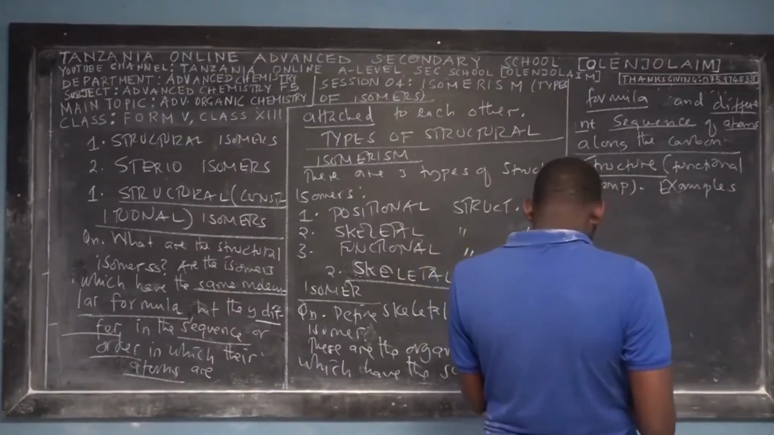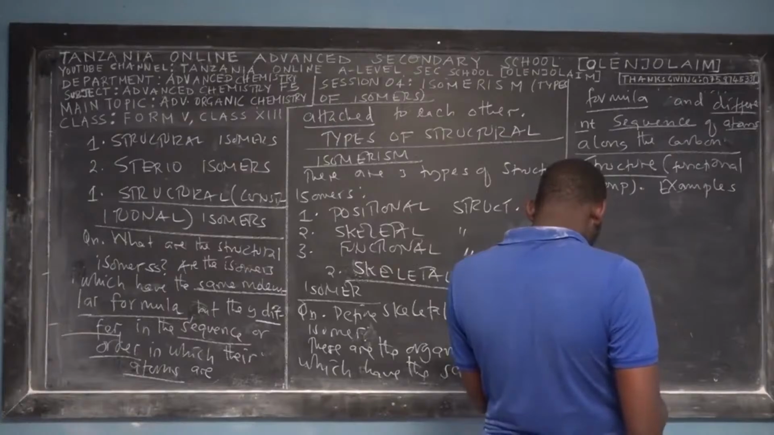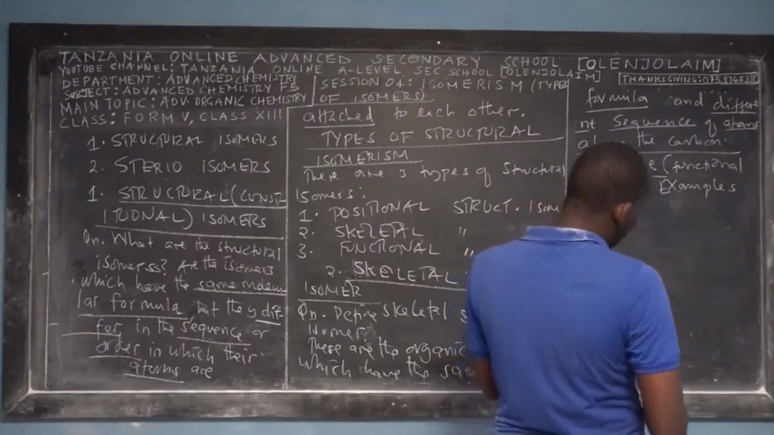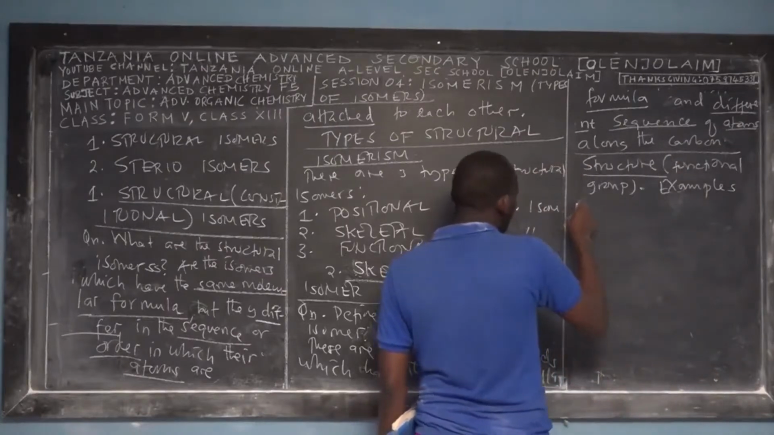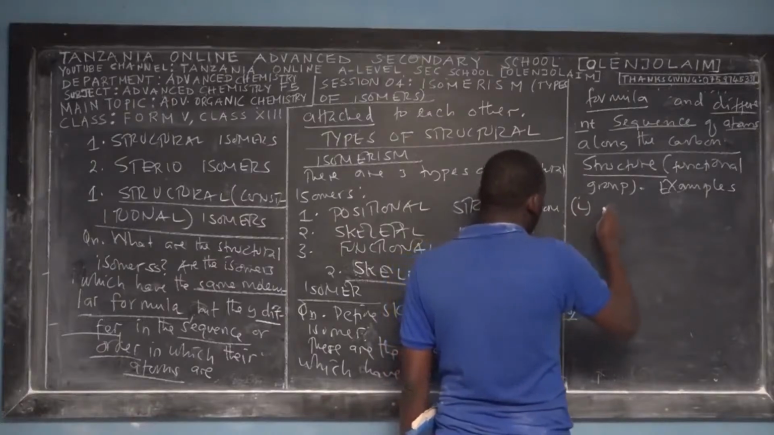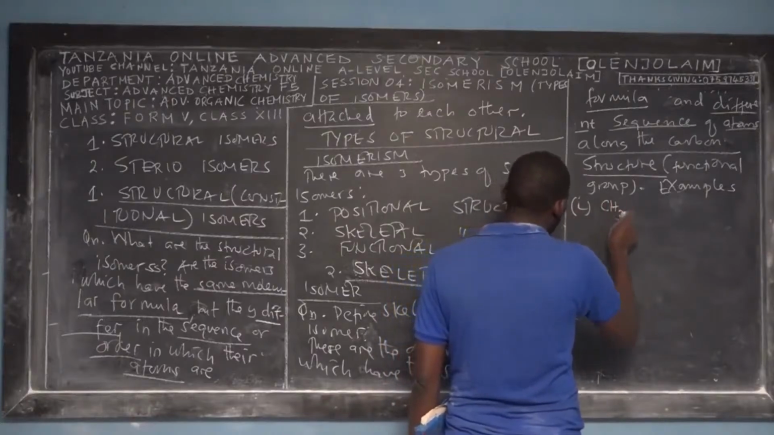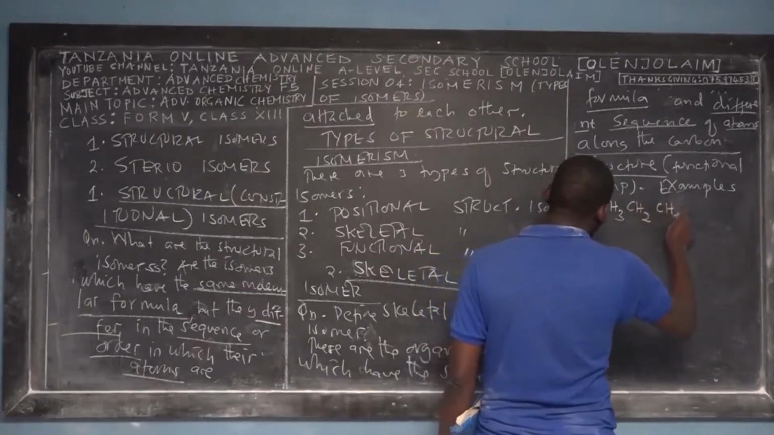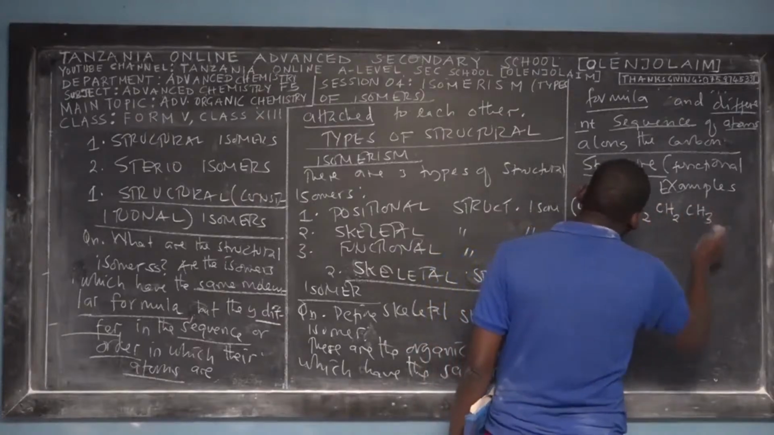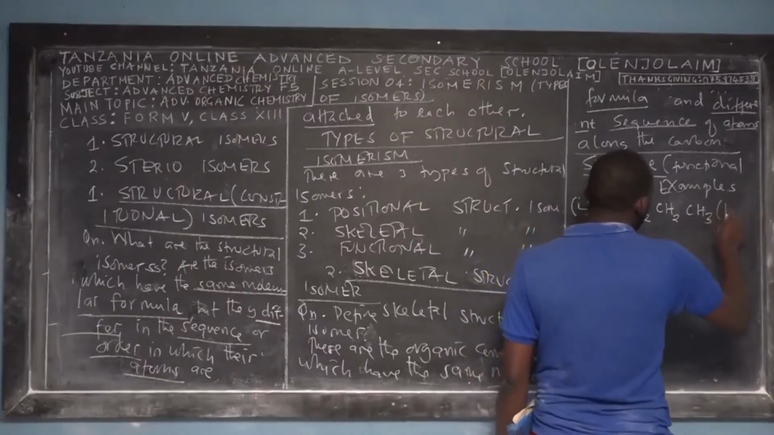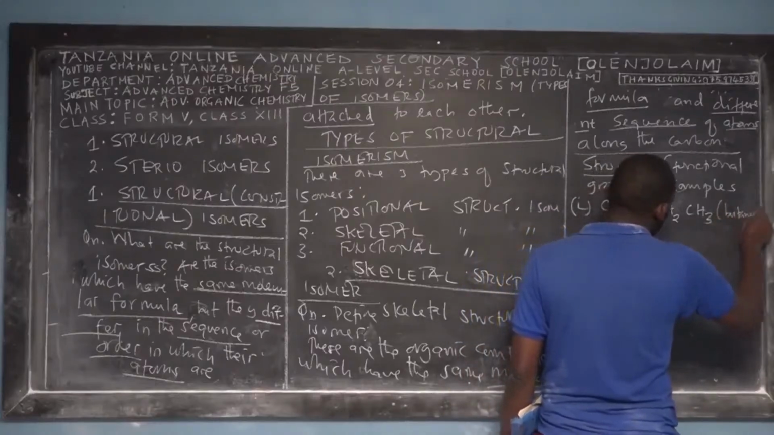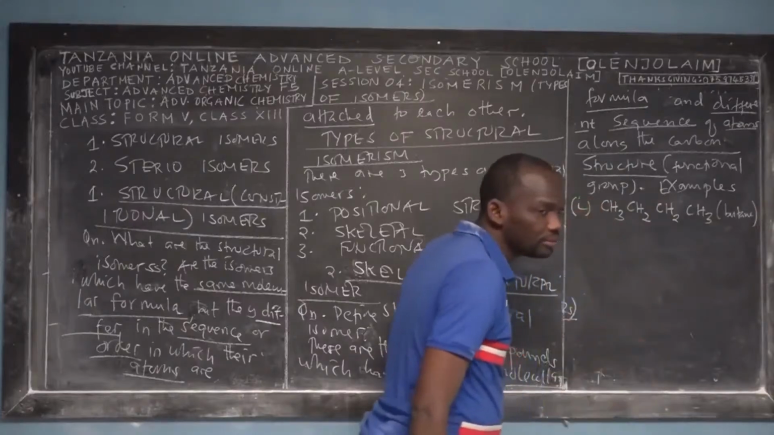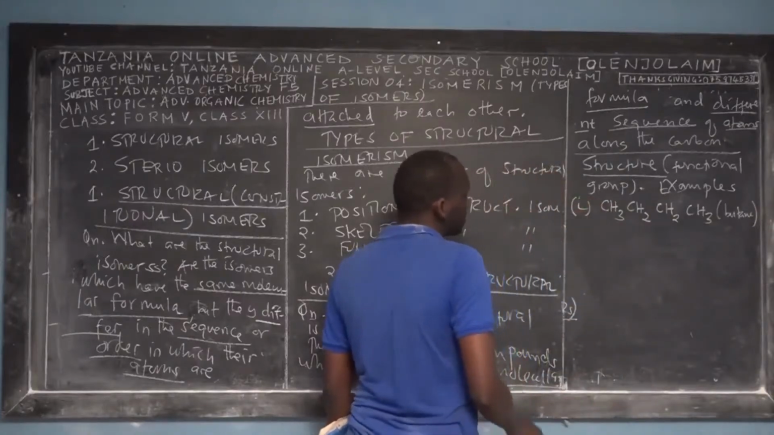I have 3 examples of skeletal isomers which are very interesting for you, and they are simple to understand. The first one: we have a compound called butane. So this is called butane. Okay? So it's open chain, right?